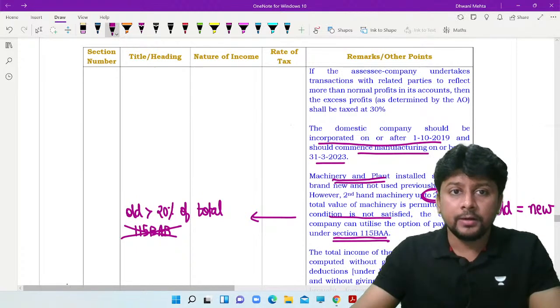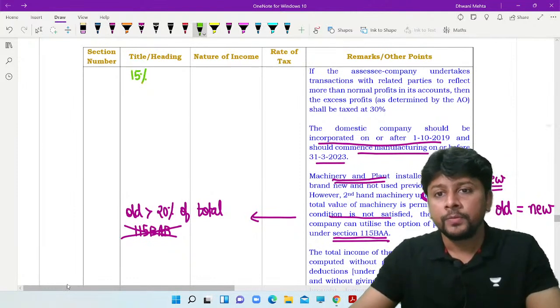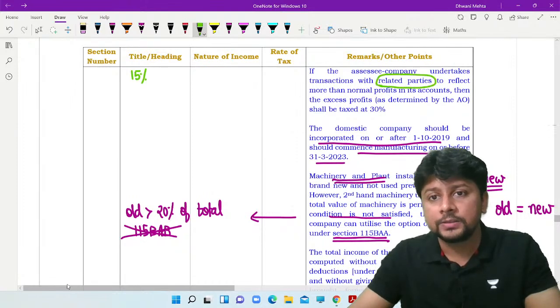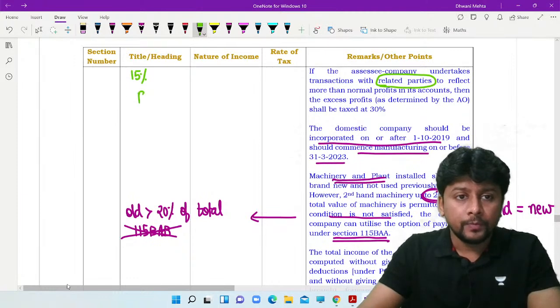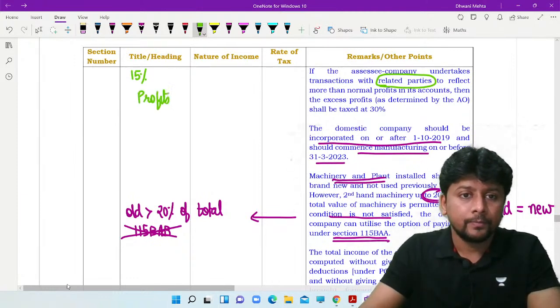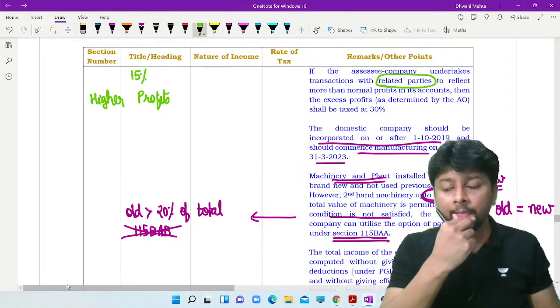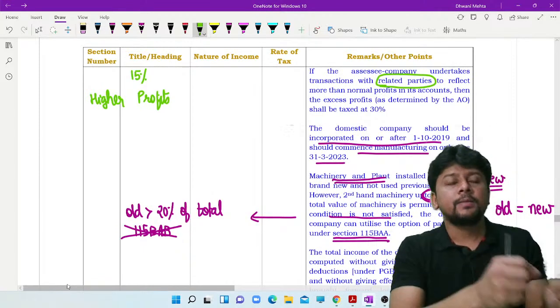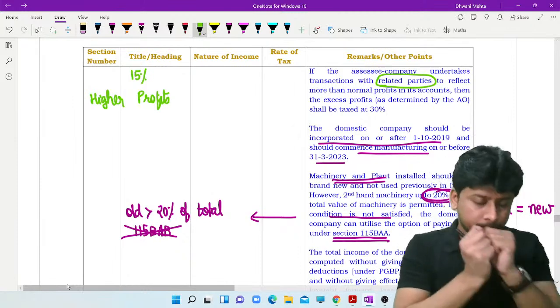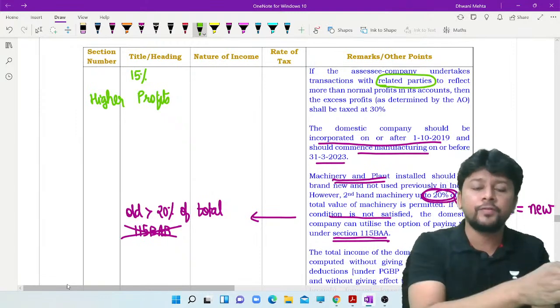The tax rate given is 15%. So a manipulation is possible where, with your related parties, you can do transactions to show higher than normal profits in this domestic company which has opted for BAB. More profits are shown. That implies that if I show more profits, I will pay tax only at 15%.